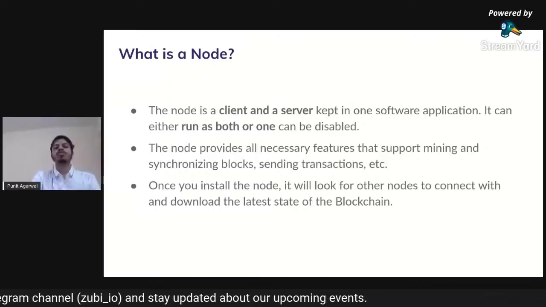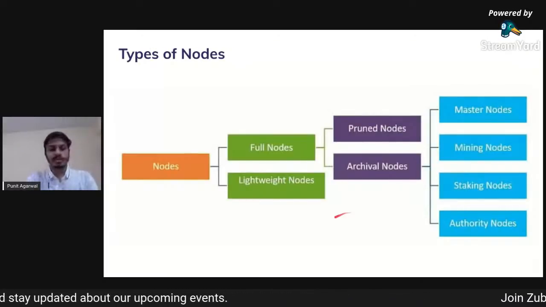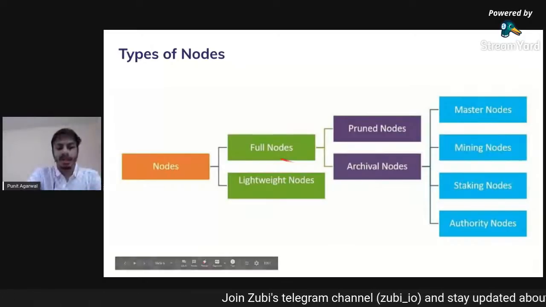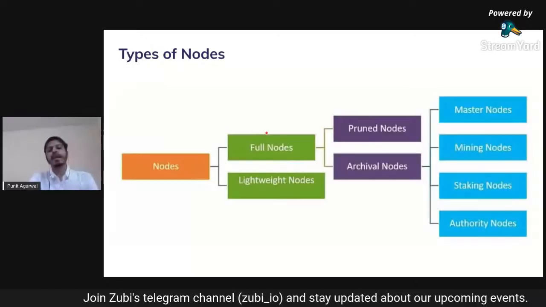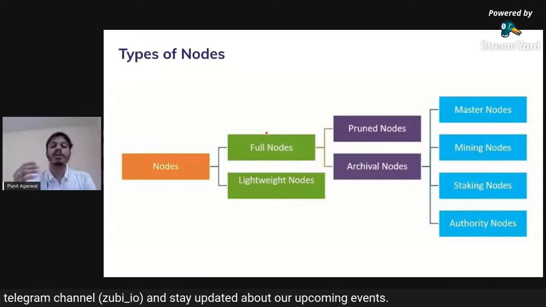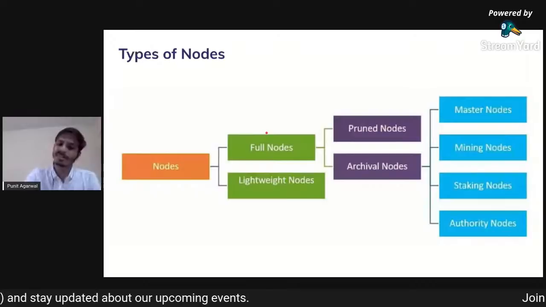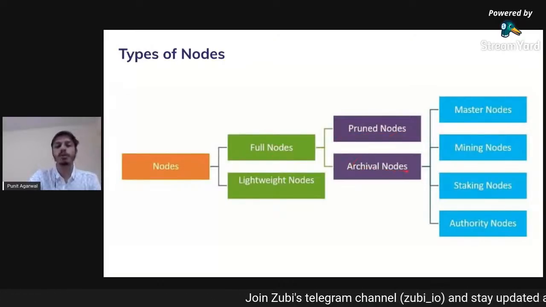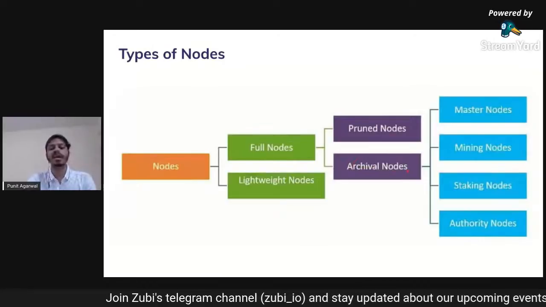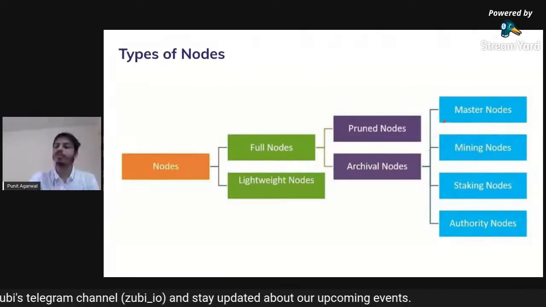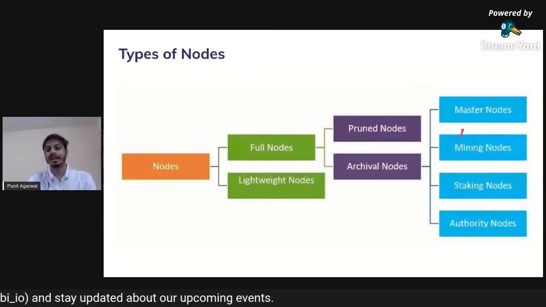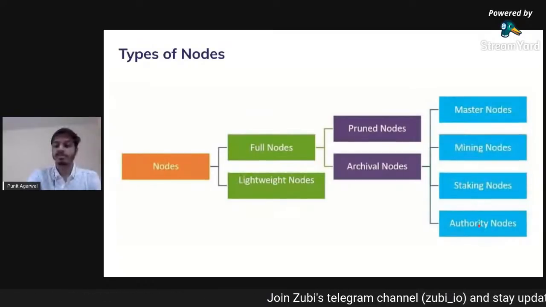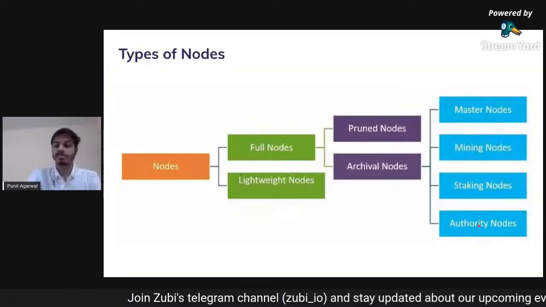So what are the types of nodes? Nodes majorly are of two types: full nodes and lightweight nodes. We'll understand what exactly a full node is and what a light node is, but let's just understand the types first. Full nodes can be further divided into two types called pruned nodes and archival nodes. Archival nodes can have many categories like master nodes, mining nodes, staking nodes, authority nodes, etc. So let's take this one by one.